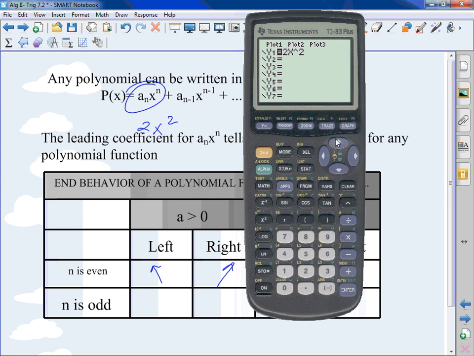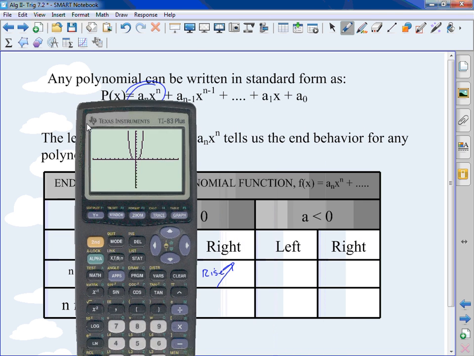I'll show you the 4th. I'll change them to 4s just to show you. Graph. What happens to the left? It's up, and to the right it's up. We put the arrows slanted; they're not straight up. So this rises, this rises.